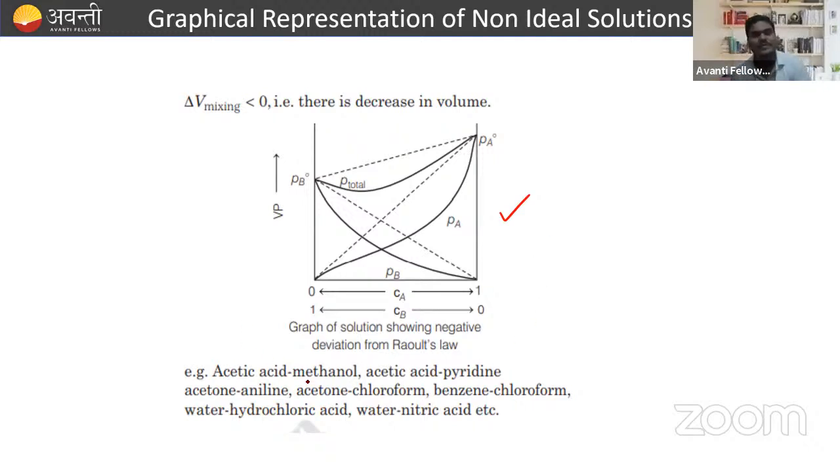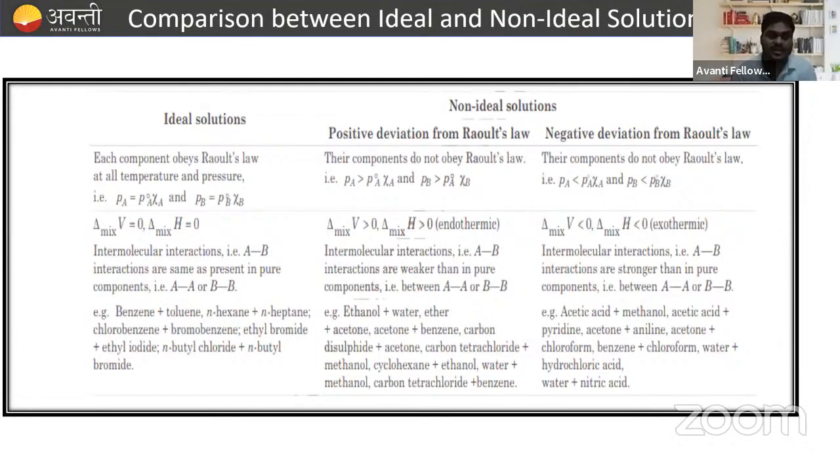Now, what are the examples of negative deviation? Like acetic acid and methanol, acetic acid and pyridine, acetone and aniline, acetone and chloroform, benzene and chloroform, water and hydrochloric acid, water and nitric acid, etc. These all are examples of negative deviation, right?